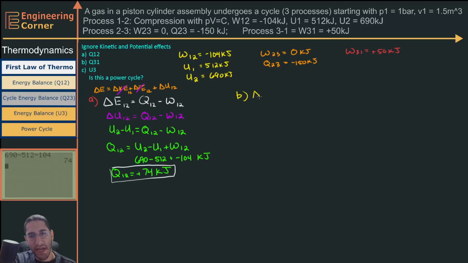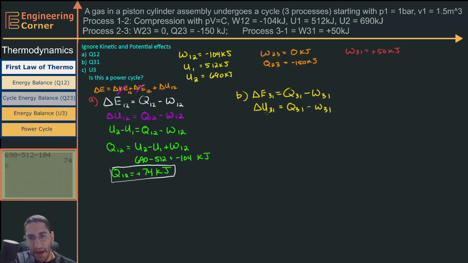So the change in energy from 3 to 1 is equal to my heat transfer from 3 to 1 minus my work from 3 to 1. Okay? We can do the same simplification with my energy. So all I'm going to have is my change in internal energy from 3 to 1 is equal to Q, my heat transfer from process 3 to process 1, minus my work from process 3 to process 1.